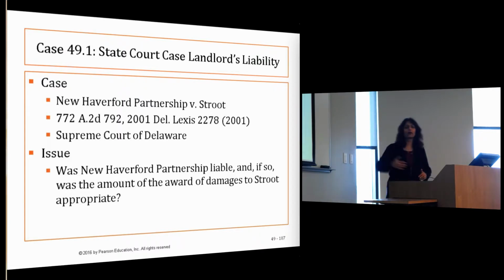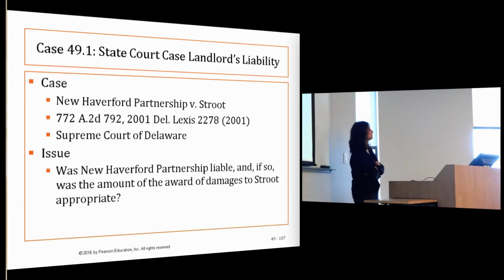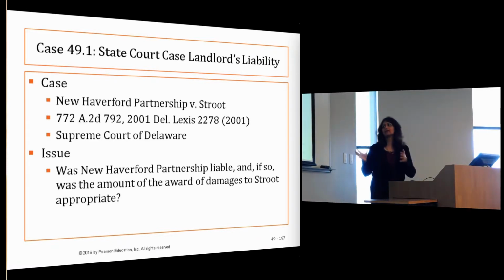So the case goes all the way up to the Supreme Court of Delaware, brought by the company that actually manages the building. And what did they want? They wanted to pay less. So the question was, were they liable? Oh yeah. And then the other question was, was the amount of damages to this graduate student appropriate?